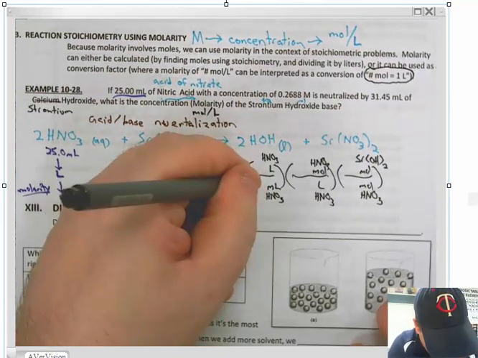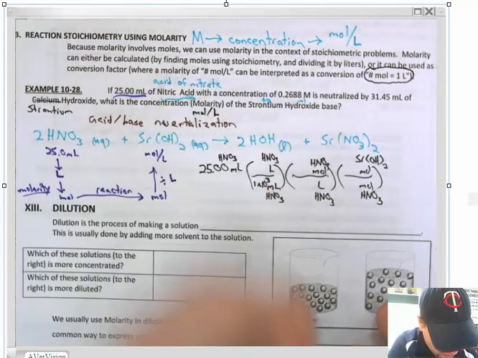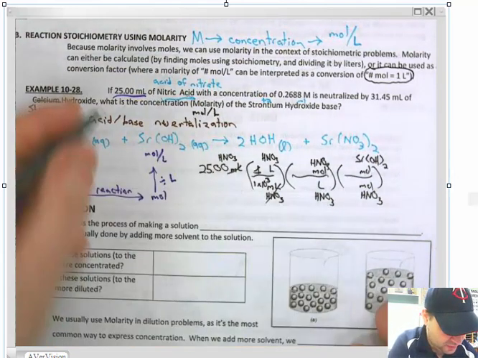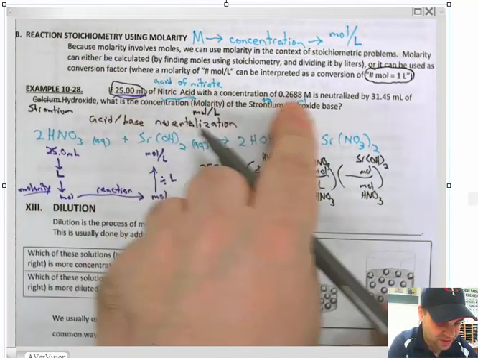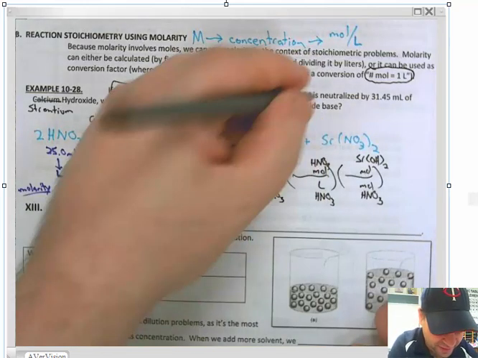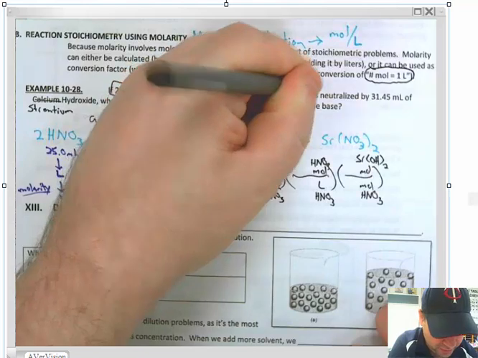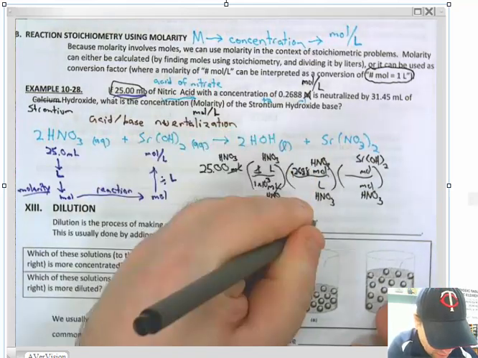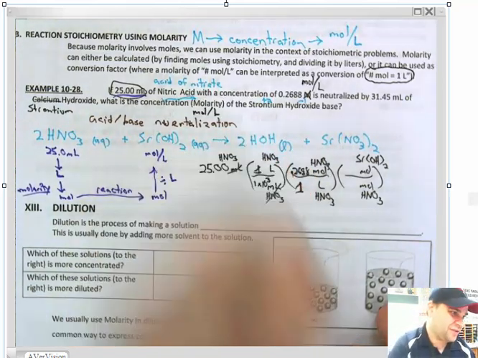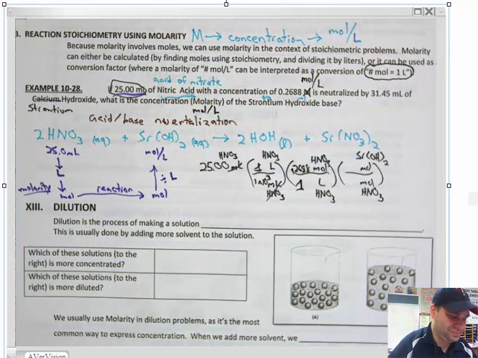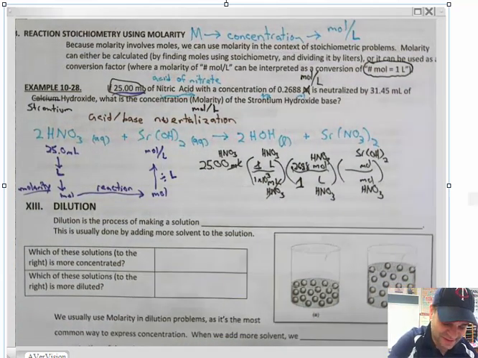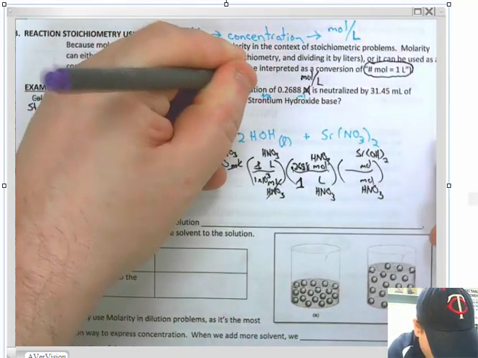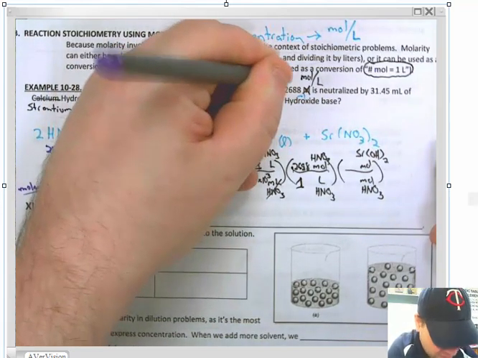So I know that there is 1 times 10 to the third milliliters in 1 liter. Swish, swish. And then I've used my 25 milliliters of nitric acid with a concentration of 0.2688 molarity. Remember, this is moles per liter. So that is really saying that there is 0.2688 moles in 1 liter. Okay? Do I need to write that down somewhere just to help you out here?